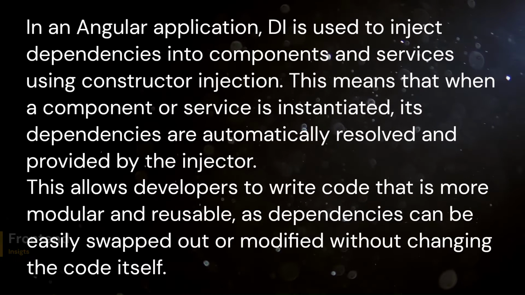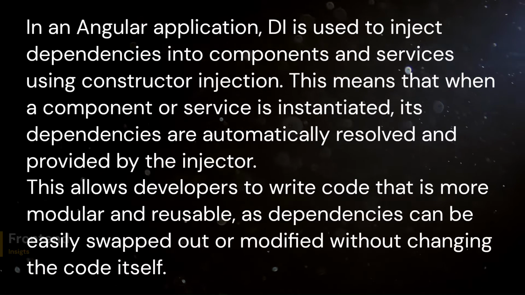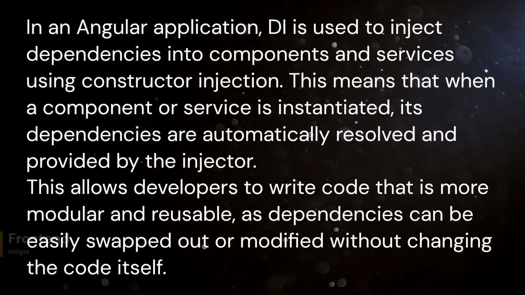In an Angular application, dependency injection is used to inject dependencies into components and services using constructor injection. This means that when a component or service is instantiated, its dependencies are automatically resolved and provided by the injector. This allows developers to write code that is more modular and reusable, as dependencies can be easily swapped out or modified without changing the code itself.